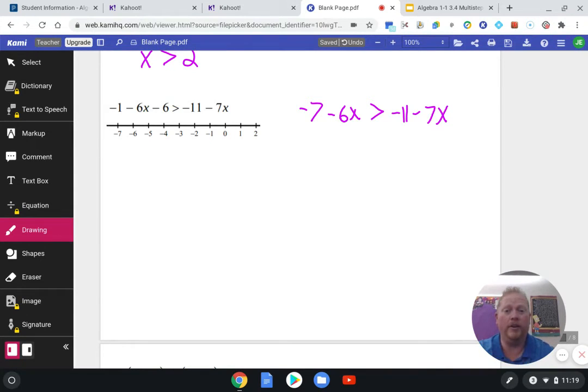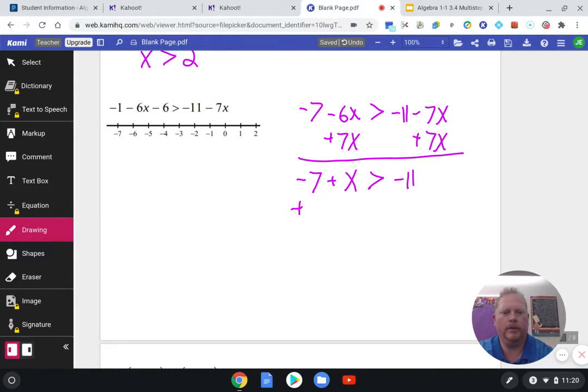Now let's go ahead and get all the variables to the left-hand side. So let's add 7x. So negative 6x plus 7x is a positive 1x. Add 7. And I get x is greater than negative 4. Okay, not too bad. So open circle on the negative 4, and I'm going to shade to the right.